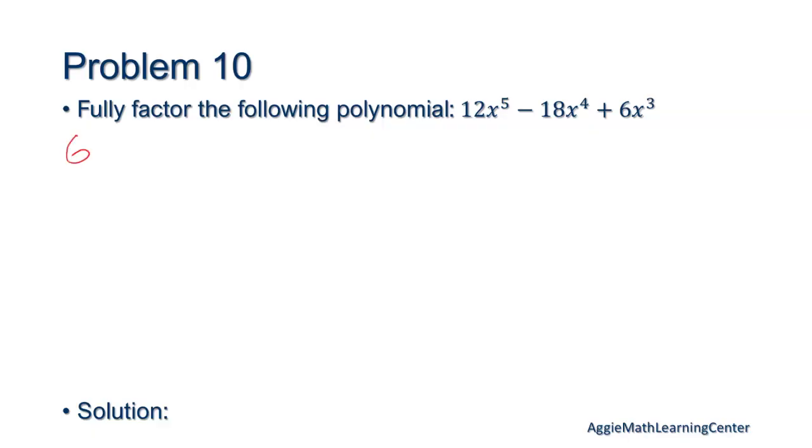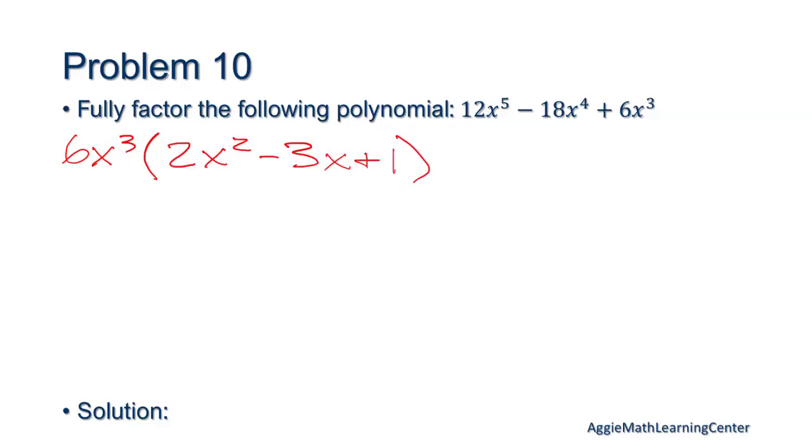So I'm going to write down a 6 here. X cubed. Perfect. X cubed. Awesome. So I'm just going to take that out of here. Okay, perfect. So what do we have left? 12x to the 5th divided by 6x cubed gives us 2x squared minus 3x plus 1. Perfect. Awesome. Okay. Sweet.